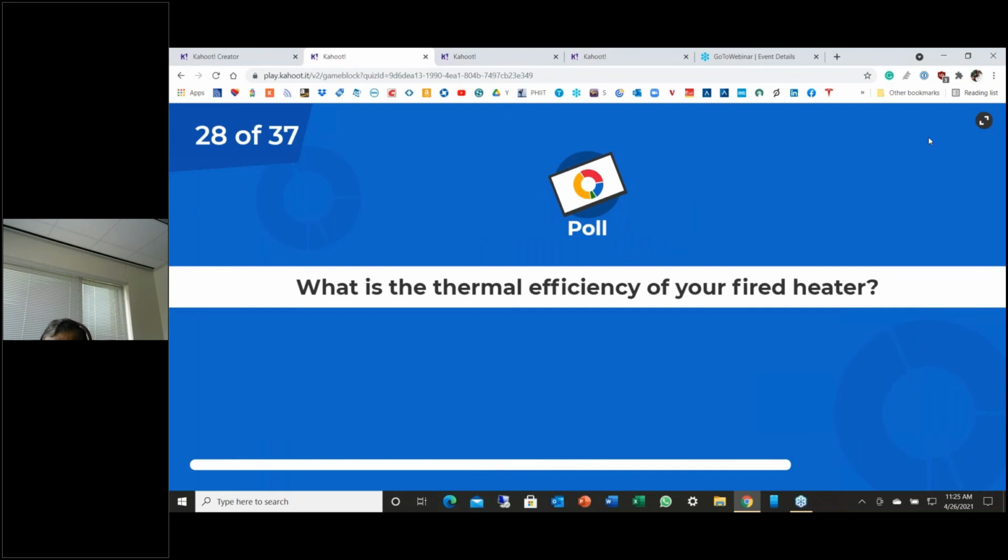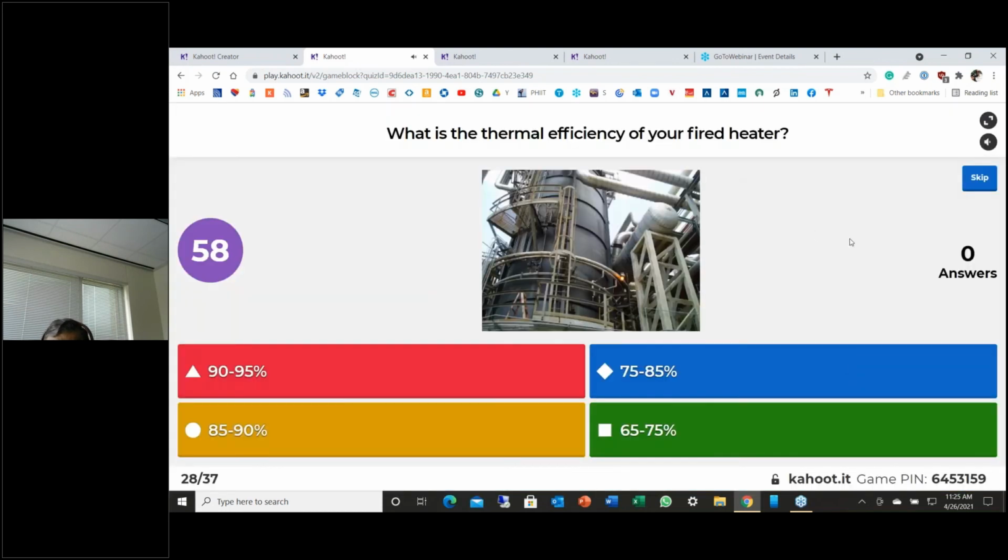So here is a poll question for you. What is the thermal efficiency of your fired heater?